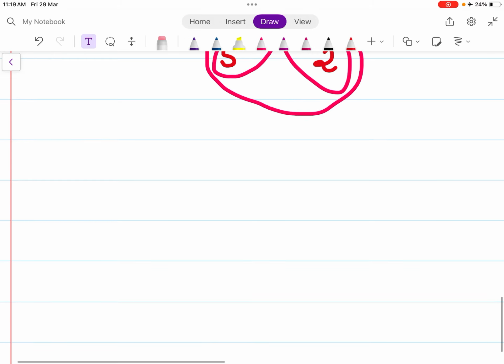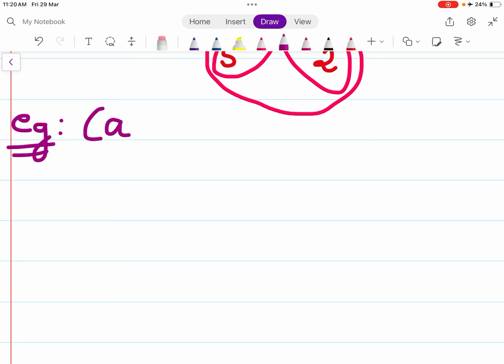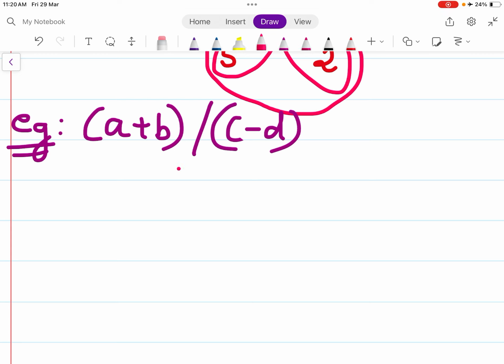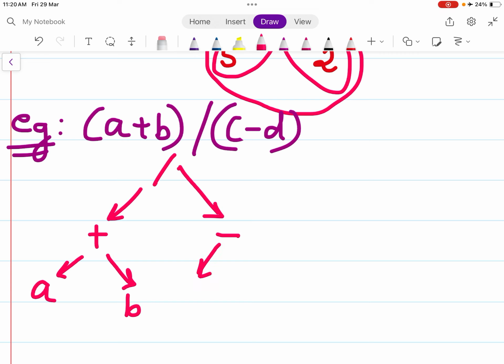Let's see one more example. Example number 2 is, give the postfix expression for a plus b divided by c minus d. First draw the tree. Division will come here. Here you will have plus, here you will have minus, and a, b, c, d.